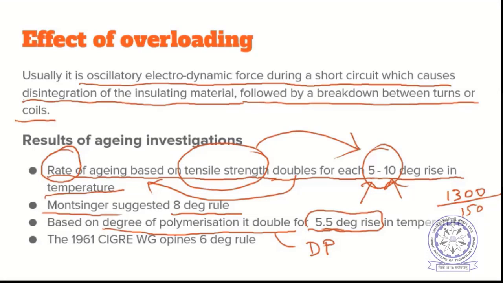Then again the 1961 CIGRE working group has given a 6-degree rule, taking the rate of aging as double for every 6 degrees. So these rules have come up over a period of investigation by several scientists, in several research papers. Of course, in industrial practice, it depends on the customer also to estimate the aging. So we will continue this topic tomorrow. If you have any questions, let me know.